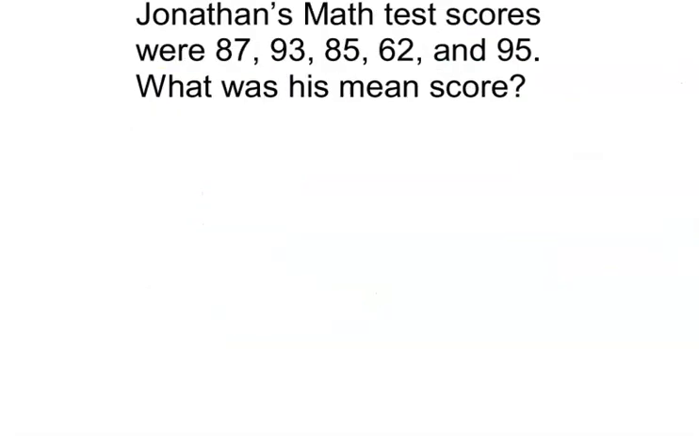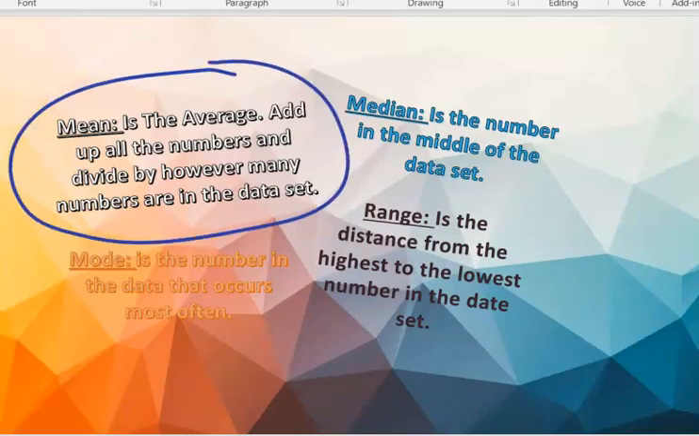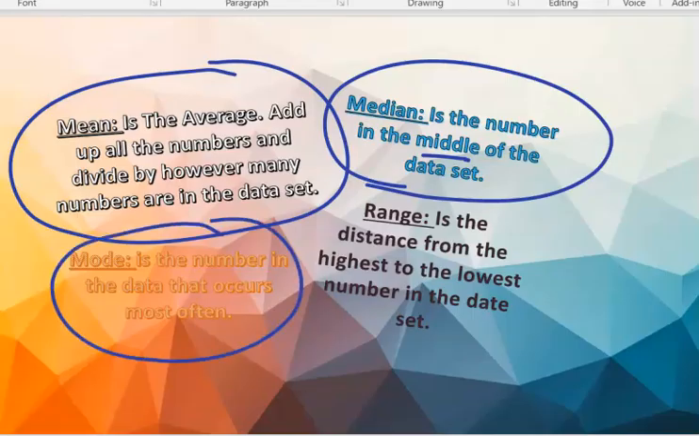Jonathan's math scores were 87, 93, 85, 62, and 95. What is his mean? All right, so do you guys remember what is mean? All right, and once again, mean is the average. You add up all the numbers and divide by the number in the data set. Remember, the median is the number in the middle. The mode is the number that happens most often in a data set, and the range is the difference between the highest number and the lowest numbers.